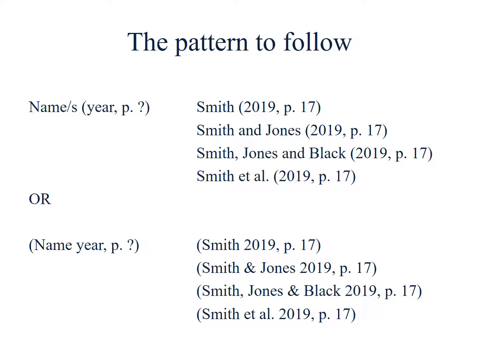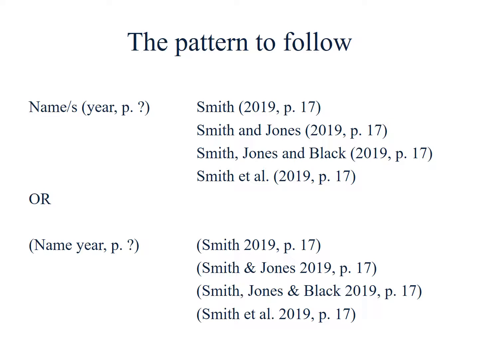The examples on the slide that you're looking at now all include a page number, so I'm assuming that they are all a quotation. If they were paraphrases, they would simply not have the information about the page number. If we have a look at the top, this is the example where the person is part of the sentence. If it is one person, it's, for example, Smith, it's the top line. If we have two people, it would be Smith and Jones, the second line. Three authors, Smith, Jones and Black, the third line.